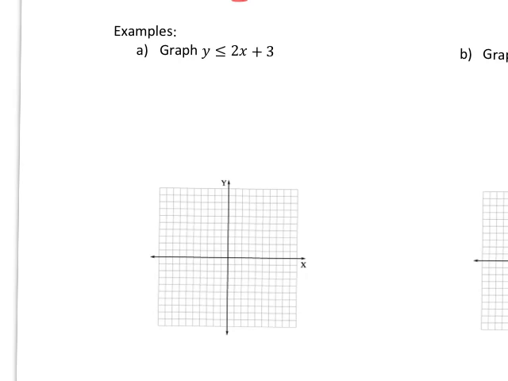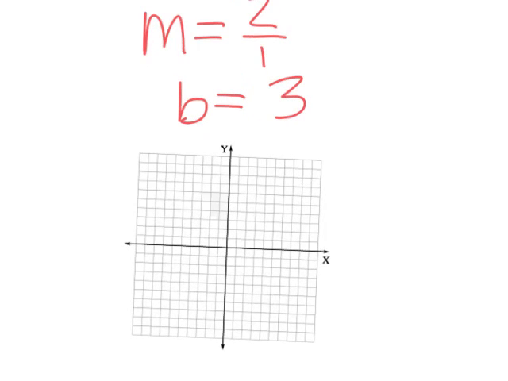So m is always the number next to x. So what's my m here? 2. And remember, anytime I need a rise and a run, I can always put it over 1. So 2 over 1 for my slope. And then what's my b? B is a number all by itself. So that's going to be 3. So graphing this, b is where you begin, m is where you move.